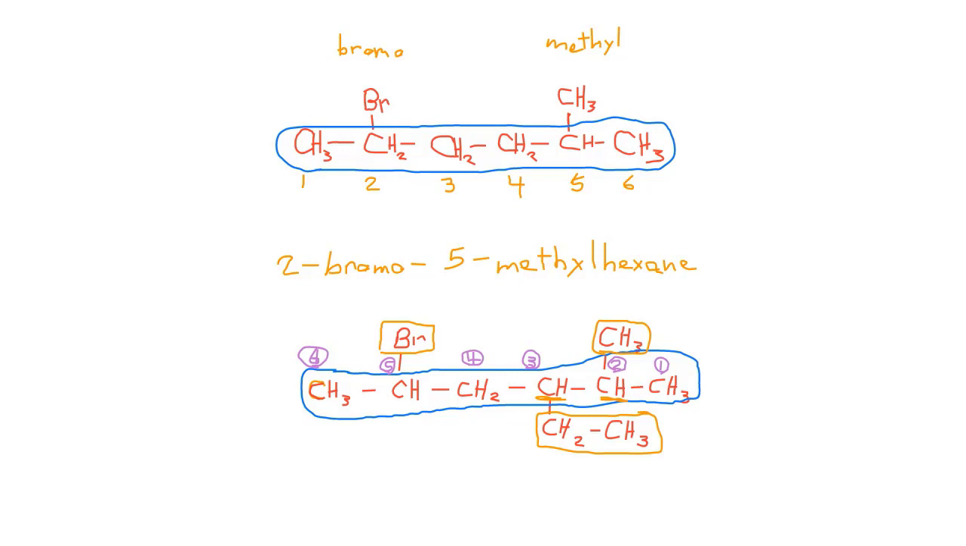So now we're going to go ahead and name this. Now when we name it, what comes first? Well, before we even start naming it, we might want to go ahead and write the names of the substituents. So this is a little bromo. This is bromo. This is methyl. And this is ethyl. I have a bromo, a methyl, and an ethyl.